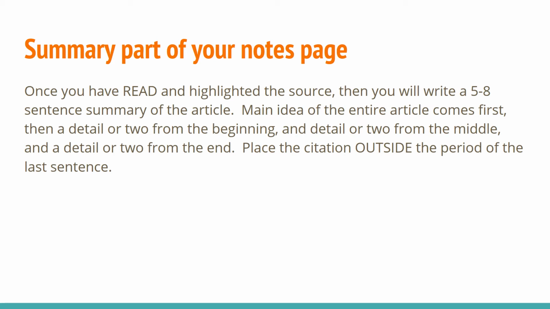Once you have read and highlighted the source, then you will write a 5 to 8 sentence summary of the article. First, you write the main idea of the entire article. Then a detail or two from the beginning, a detail or two from the middle, and a detail or two from the end. You will place the citation outside the last period in the last sentence.